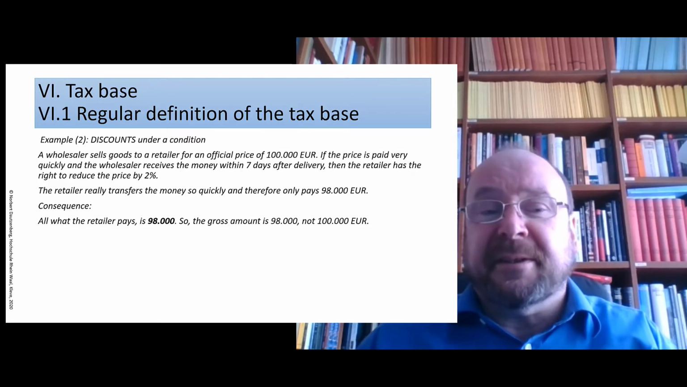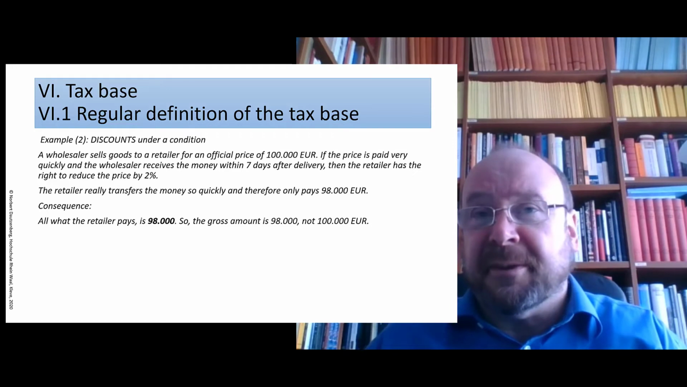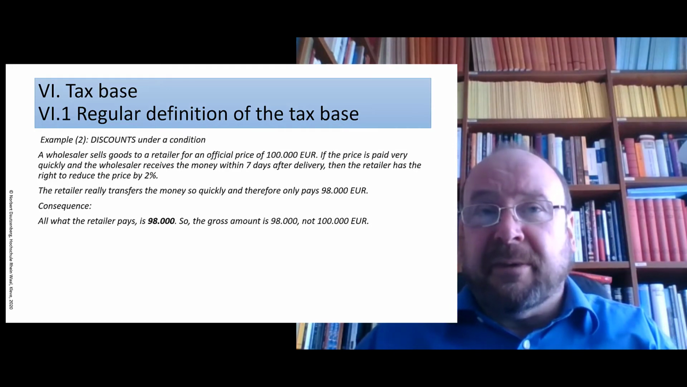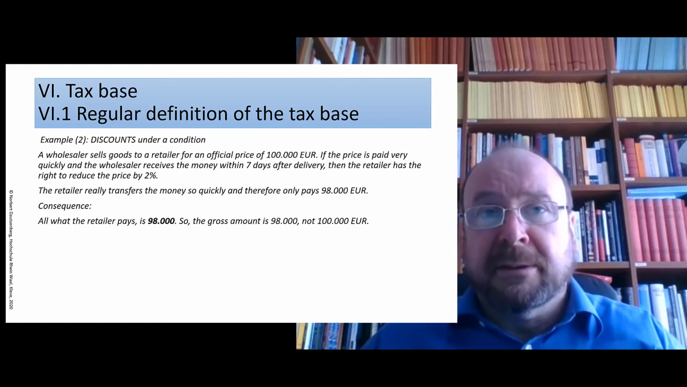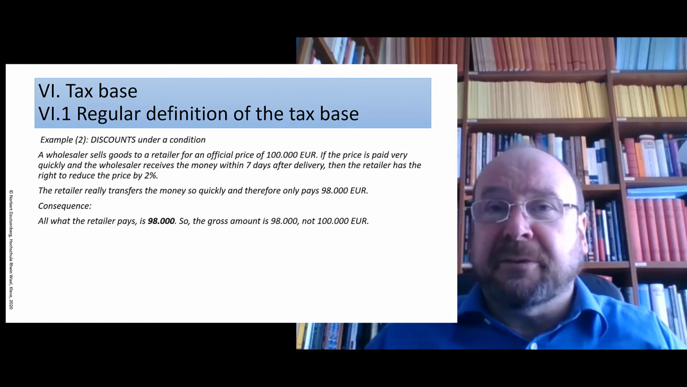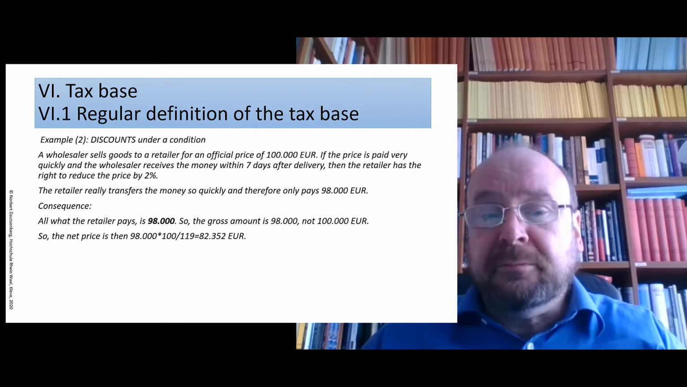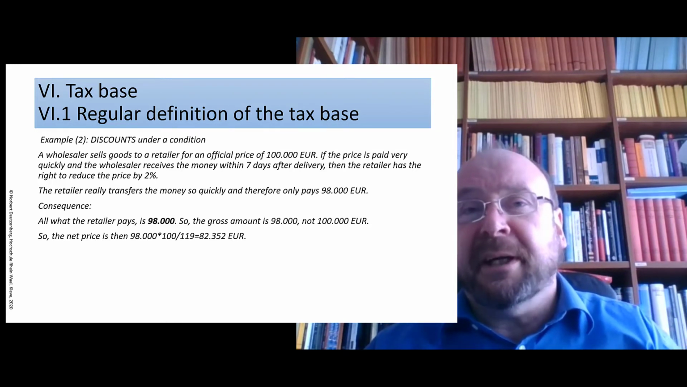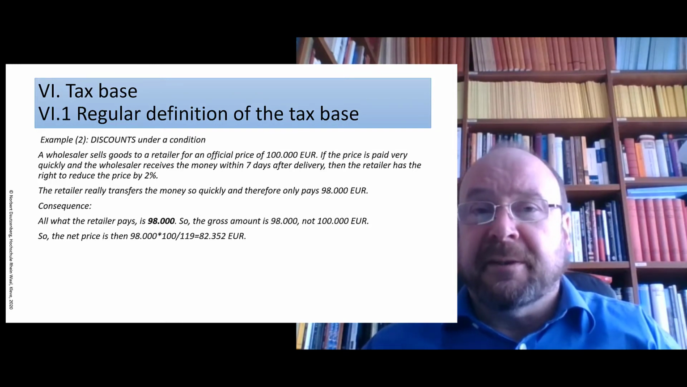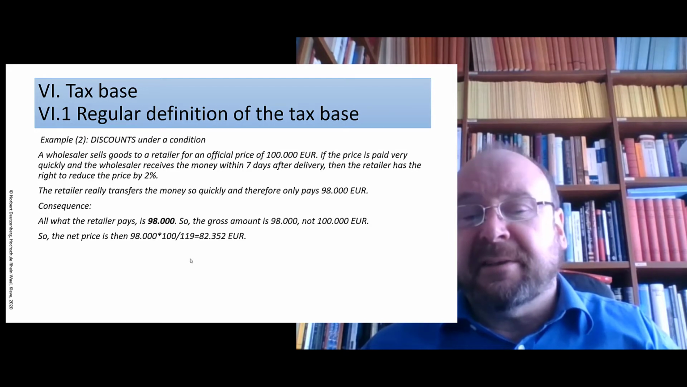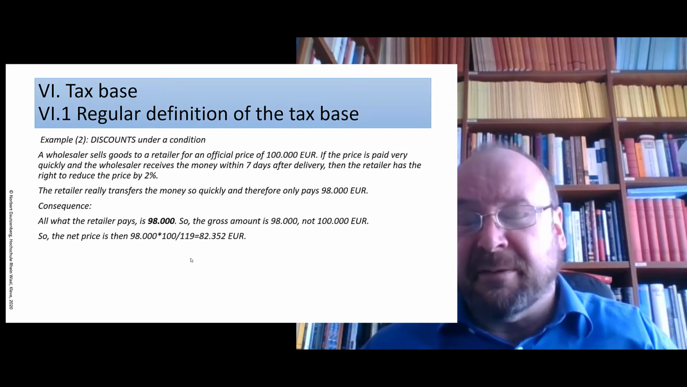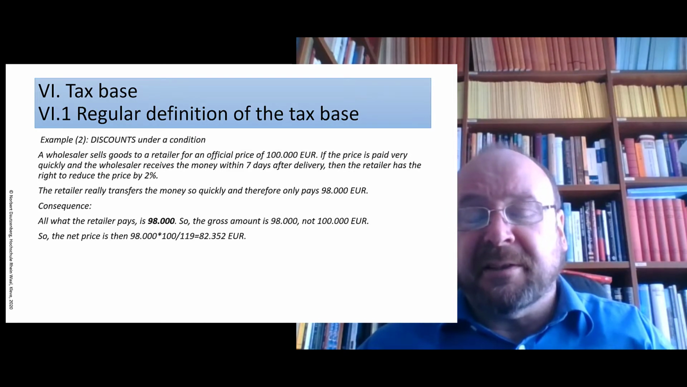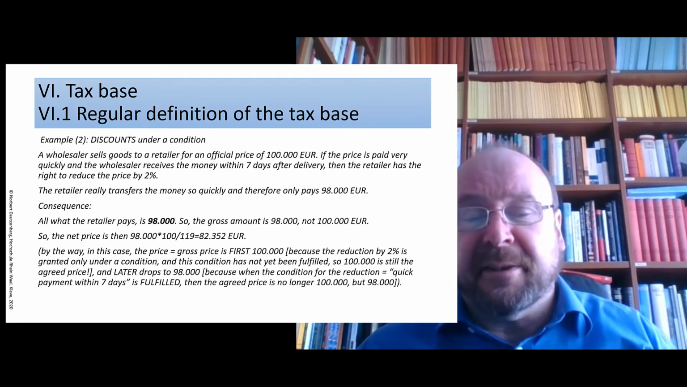So 98,000 is the gross amount, because again, all the rest is only psychology, or does not turn into reality. What is really paid is 98,000, so the net amount is 82,352, because again, gross amount divided by 119%, so that's what you get here.